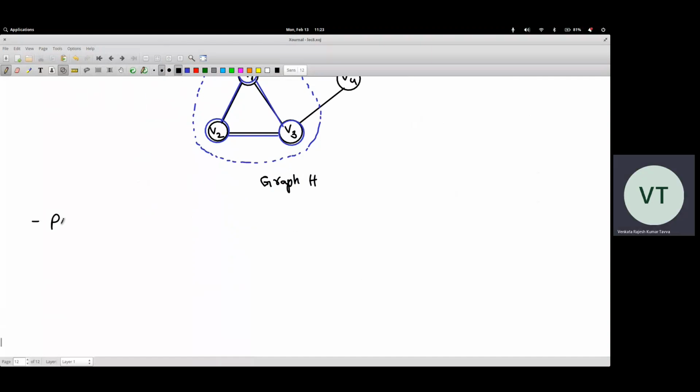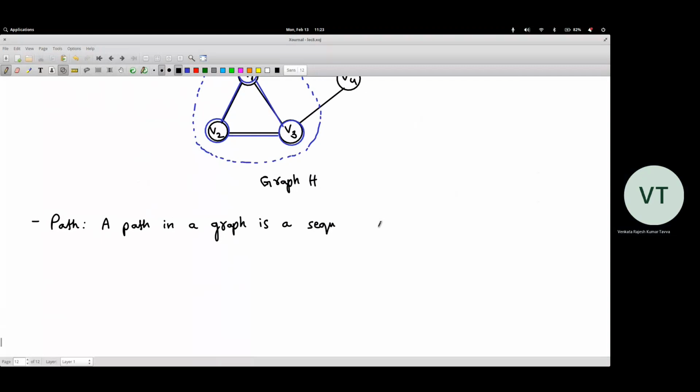Next, let's look at the definition of a path. A path in a graph is a sequence of nodes connected by edges.